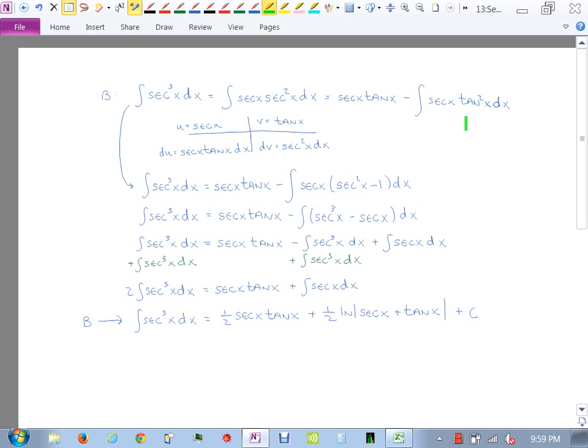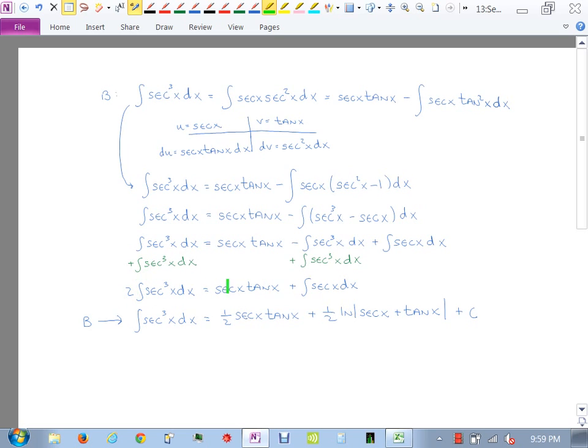And then again, switching my tangent squared x over to a secant squared x minus 1. Distributing my secant through, I get this. Distributing the negative through and making two integrals, I realize I've got secant cubed on both sides of the equation again. Add a secant cubed on both sides. That gives me 2 of them.